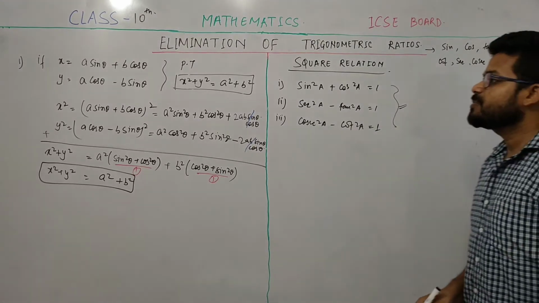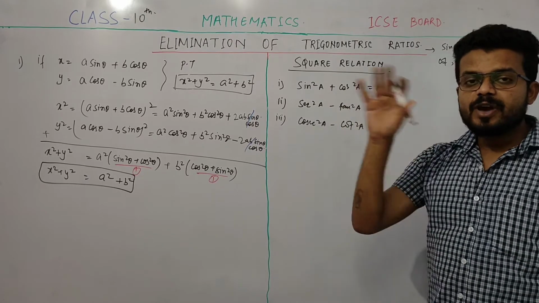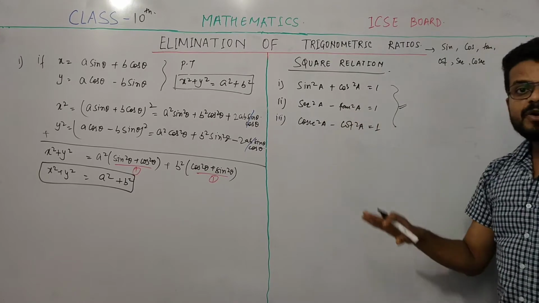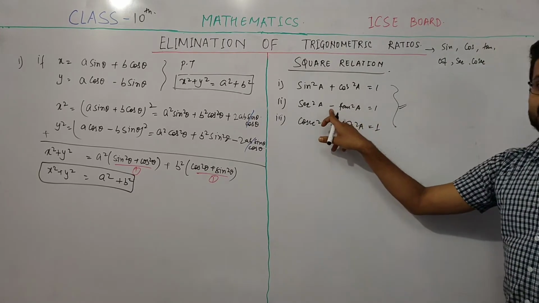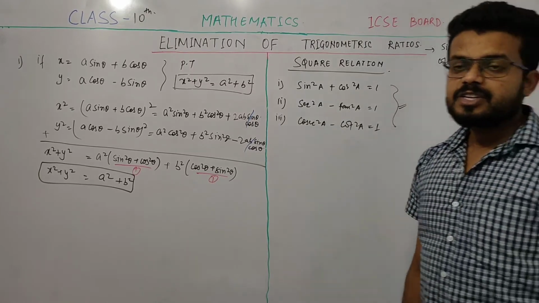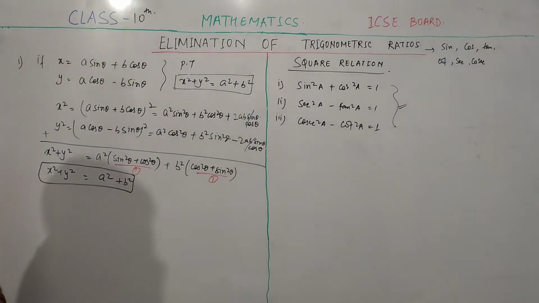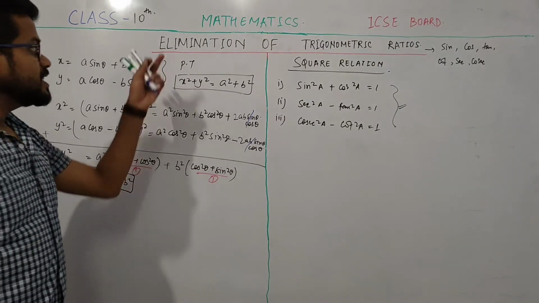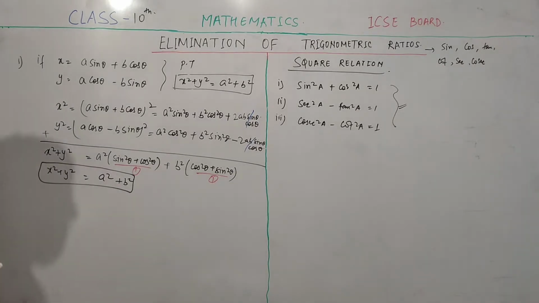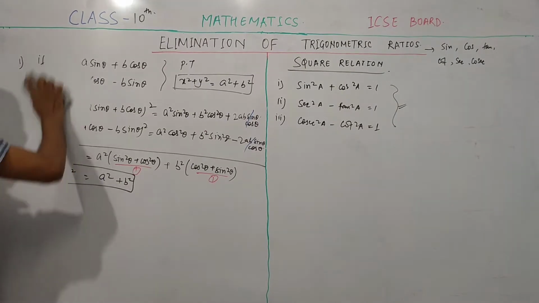Or simply you can remember this: whenever you get sine and cos, simply you square the relation and add the relation. Whenever you get sec and tan, simply square the relation and take the difference of those equations. And whenever you get cosec and cot, you simply square the relation and subtract both the relations. You will easily find the elimination method. You can easily find the elimination of the trigonometric ratio. Okay, so this is example number 1. Now come to question number 2.